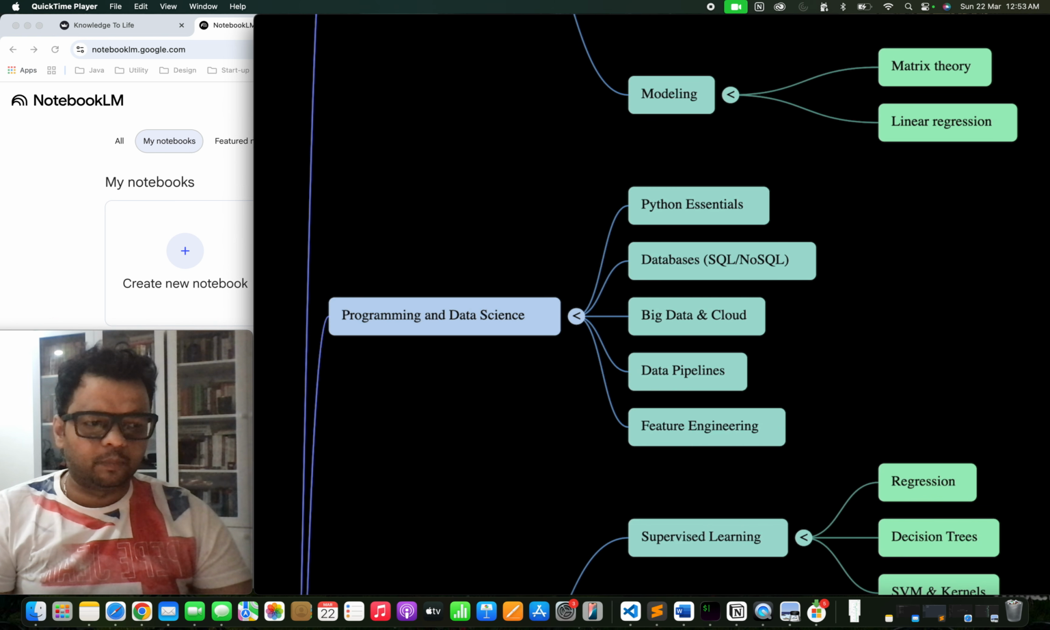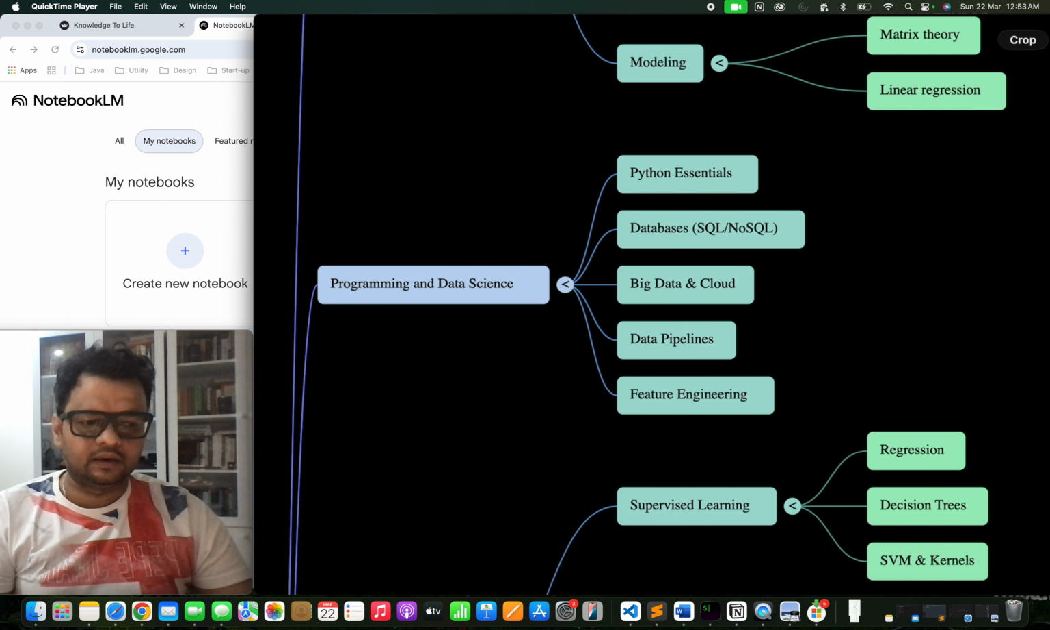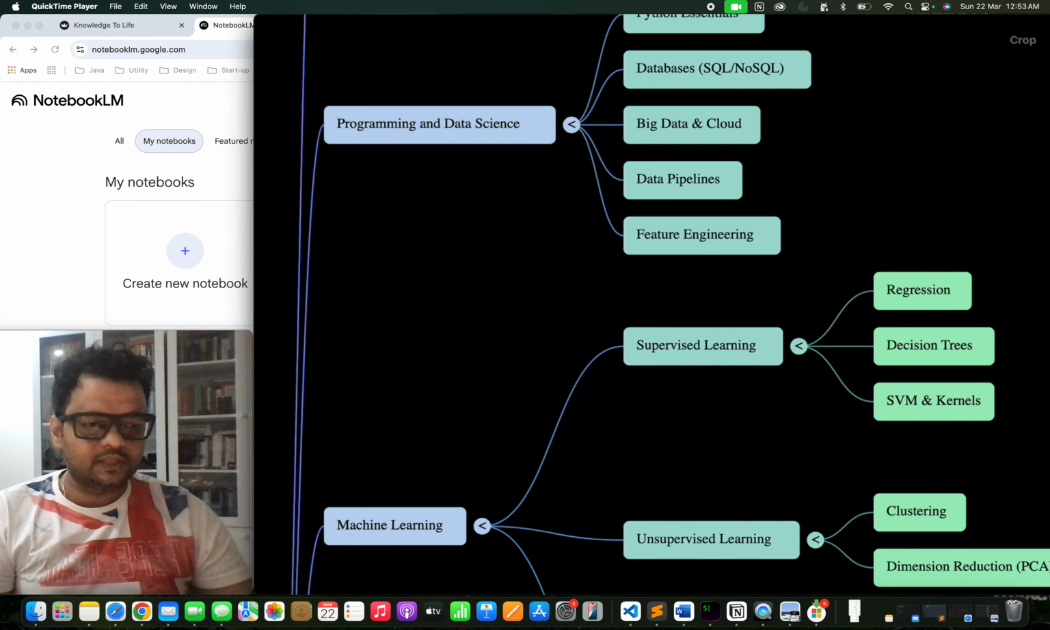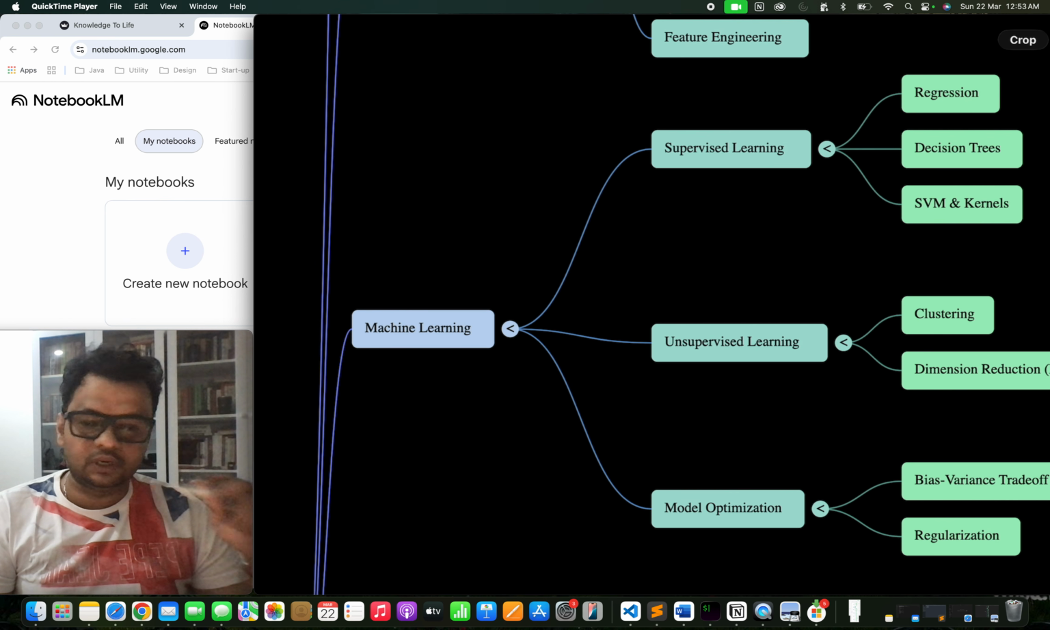Then we'll go into Python essentials. We'll look into how exactly data science problems can be solved using Python. We'll look into some parts of databases, big data, and cloud. Okay, data pipelines, feature engineering. Then we'll move into the machine learning part of it.